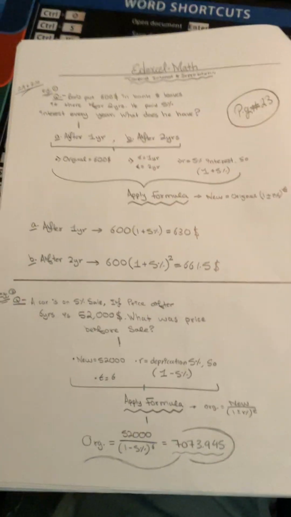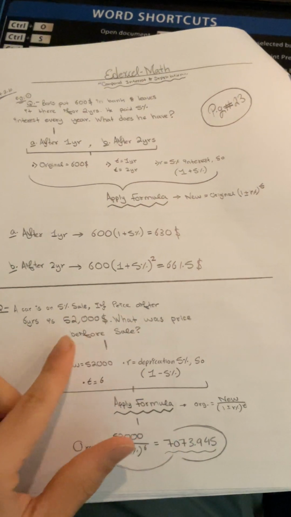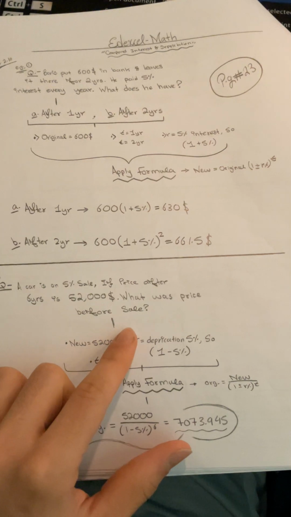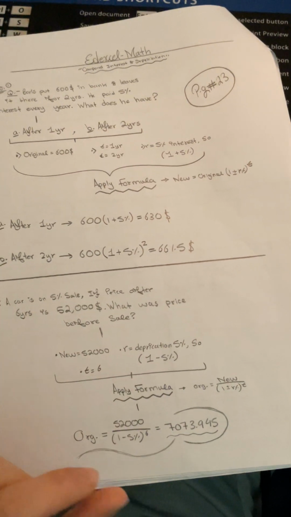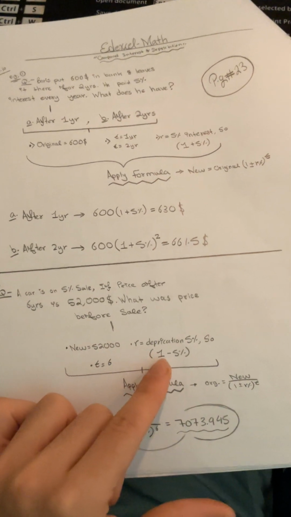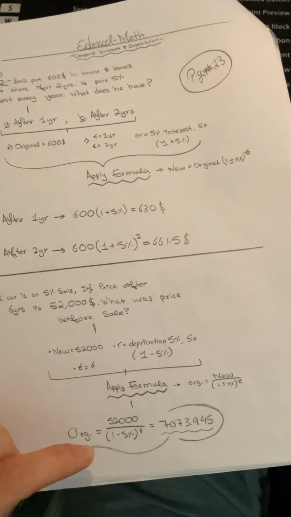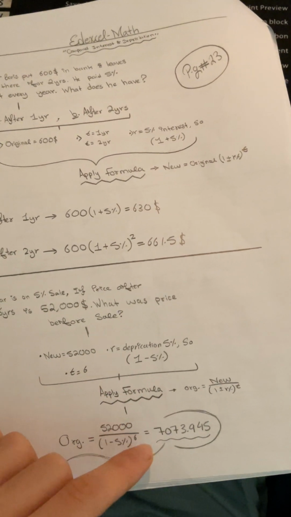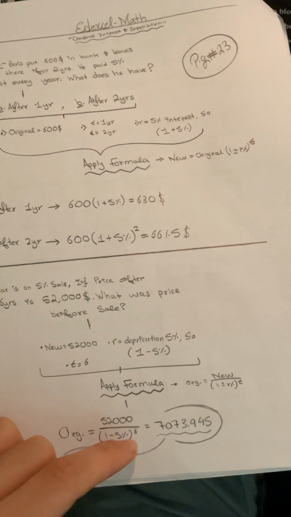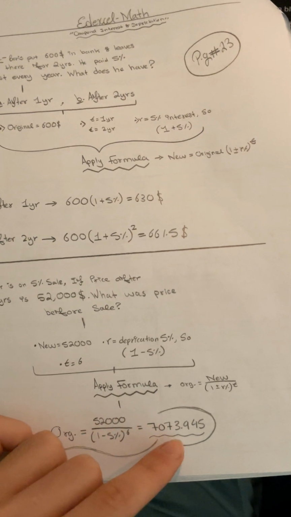Having a look at another example here. A car is on 5% sale. If the price after 6 years is 52,000, what was the price before the sale? Here we are looking to find the original price. What are we given? We are given the new price, we are given the depreciation rate, 1 minus 5%, and we are given the time, 6 years. So let's apply the formula. Original is equal to the new price, 52,000, divided by 1 minus 5% to the power of 6, because it's 6 years. This is equal to $7,073.945.